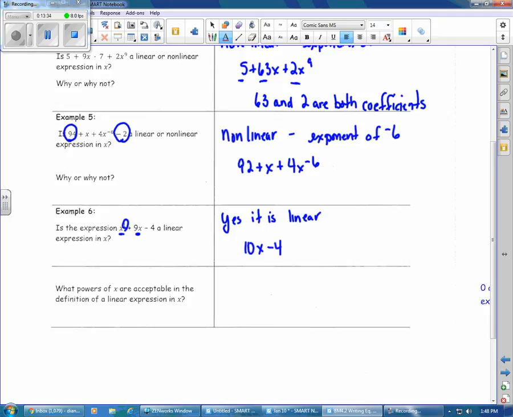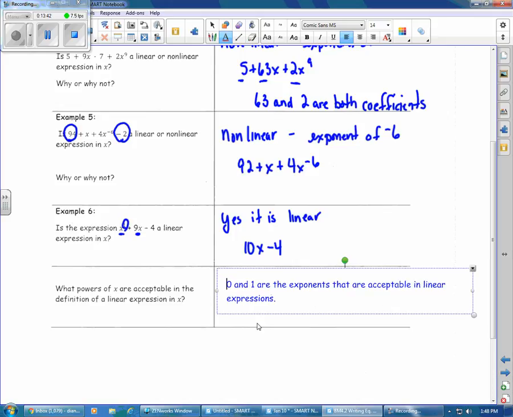What powers of x are acceptable in the definition of a linear expression in x? 0 or 1 are the exponents that are acceptable in linear expressions.